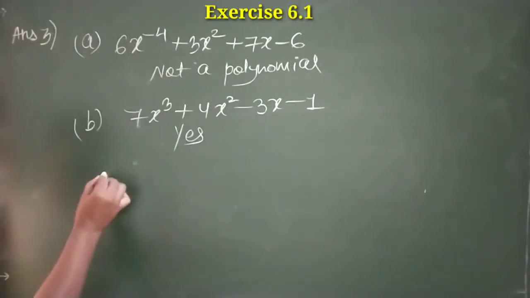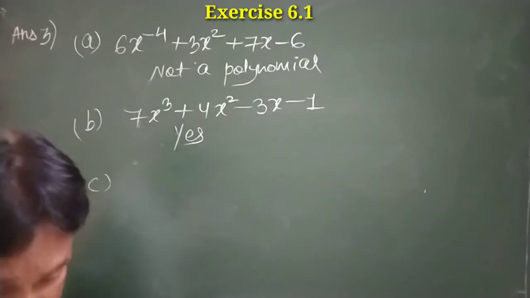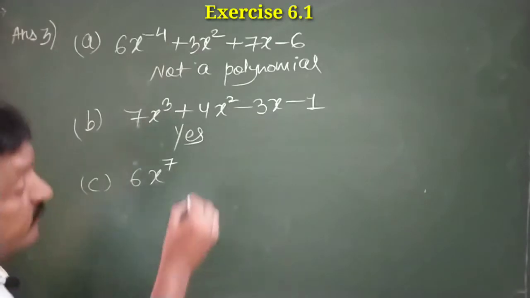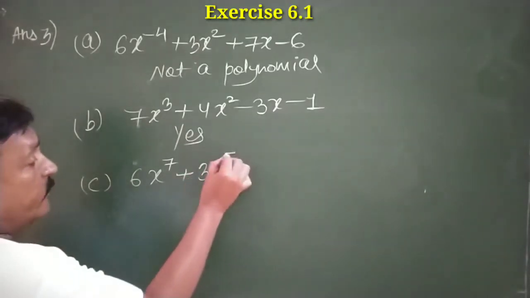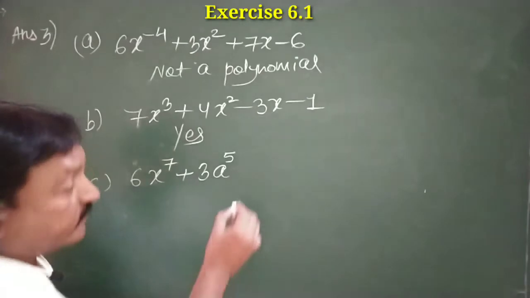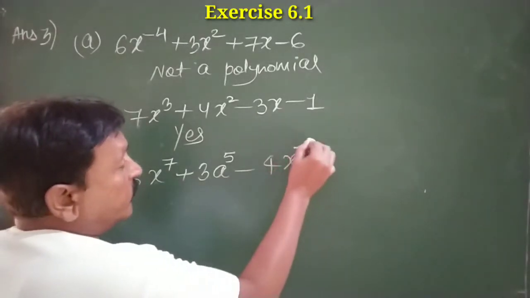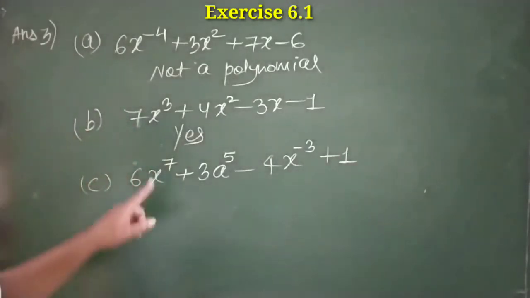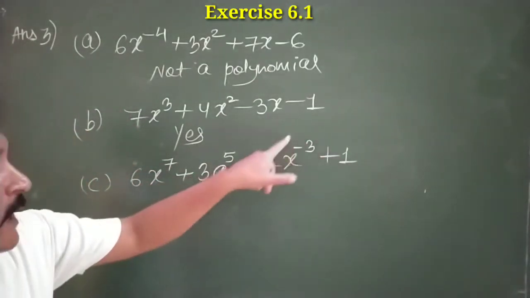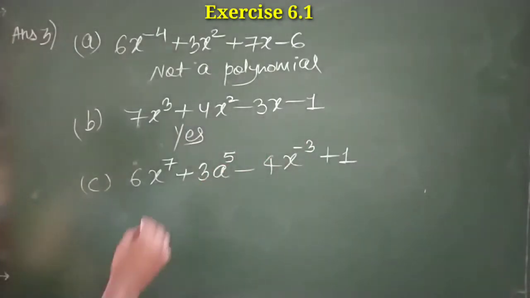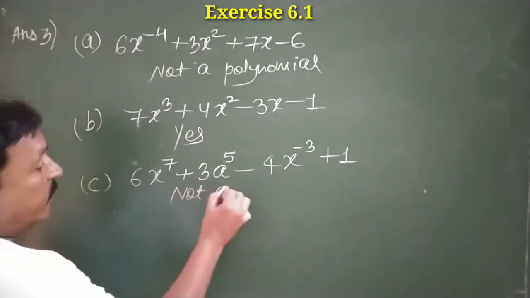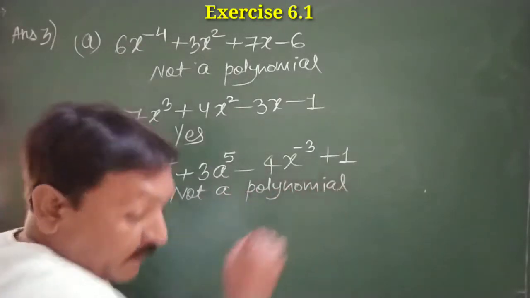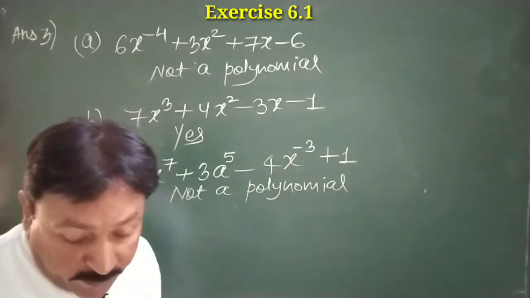Okay, see one more example, part C. In part C, it is written 6x raised to power 7 plus 3x raised to the power 5 minus 4x raised to the power minus 3 plus 1. Just check: 7, 5, minus 3. Now minus 3 is not a whole number, so it is not a polynomial. Is it clear now? Hopefully you have understood.